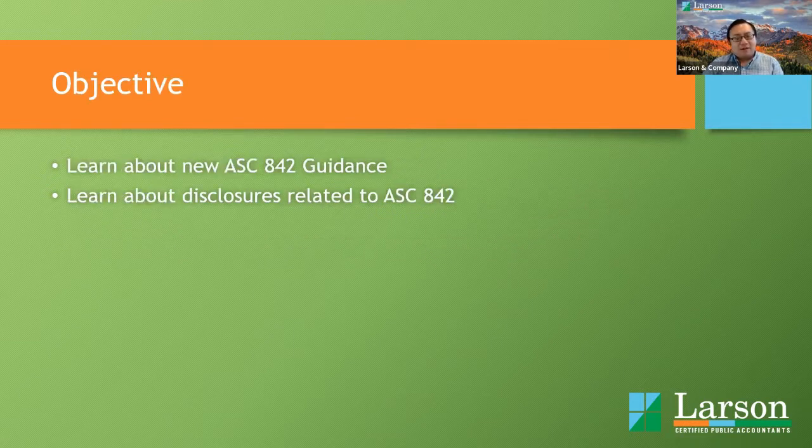So the objective, as I mentioned today, is to learn about the new ASC 842 guidance and the disclosures that are related to ASC 842 and how to apply it. Hopefully you saw a link to the Excel document. There is a template that we'll be using as part of our training for some of the exercises, as well as guidance that will hopefully help you gain an understanding of what the journal entries look like with the new guidance. And we'll talk about that.